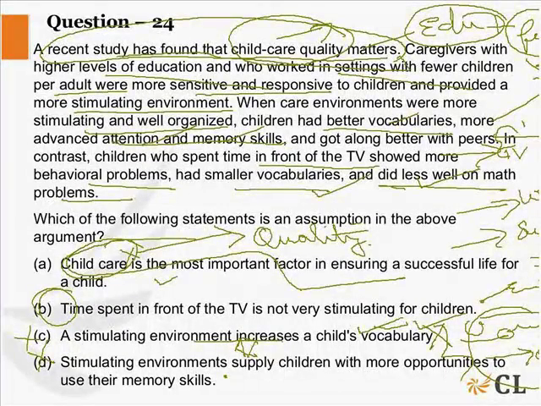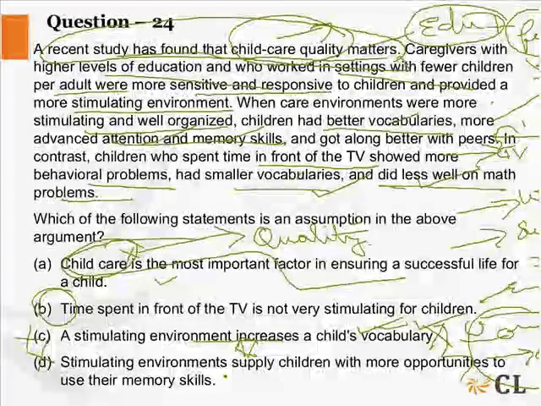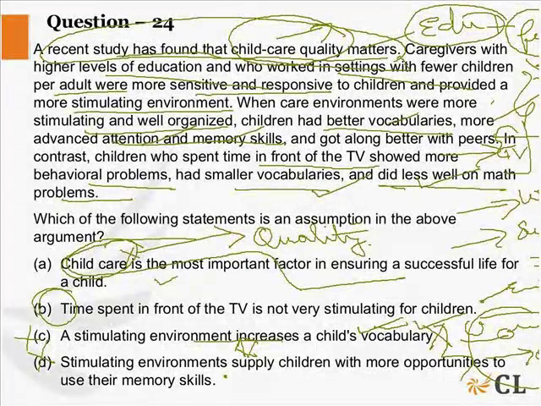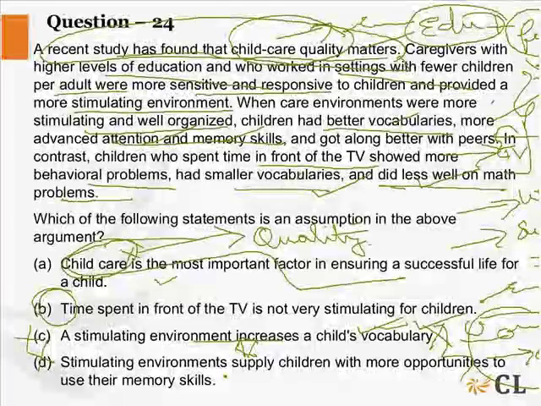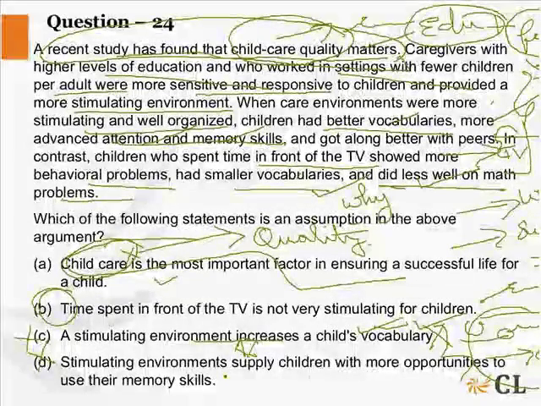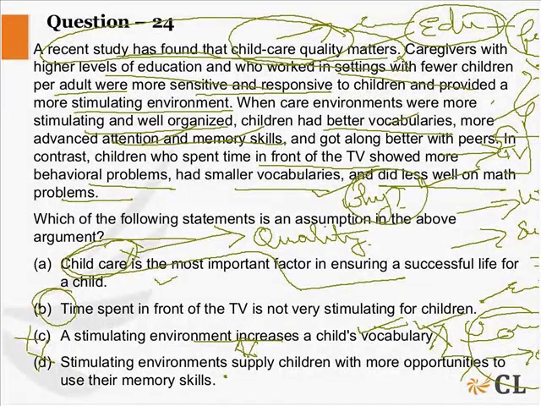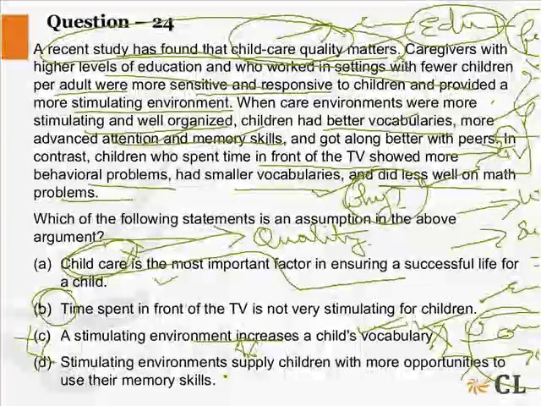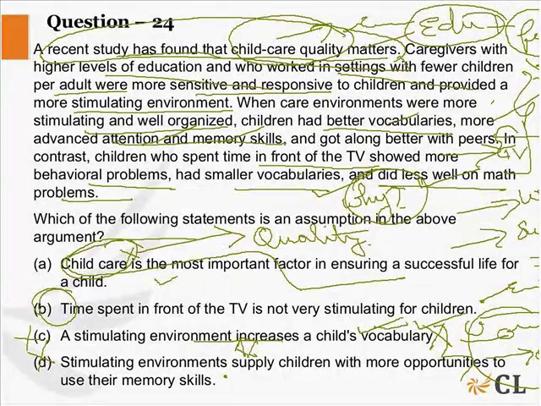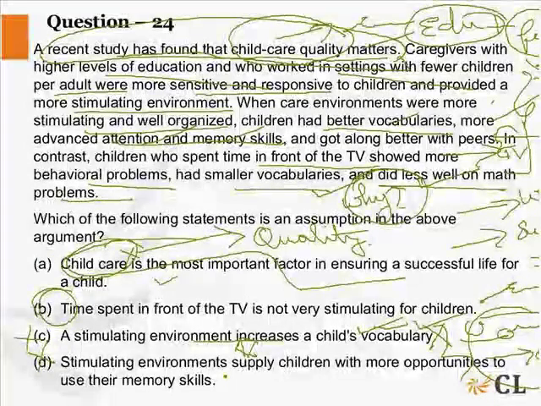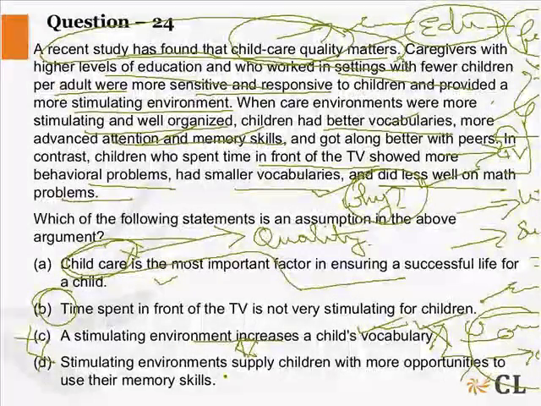Right? So all this is just the supporting fact, and this is the conclusion of the author. So when I'm taking an assumption, I have to consider the why of the conclusion. Why is the author saying this? Why is the recent study saying this? The recent study is saying this because of a very simple reason: children who are provided with a stimulating environment are becoming better in certain things. Children who are not being given a stimulating environment are becoming bad at certain things. That is what is happening. Right? So why is it saying?